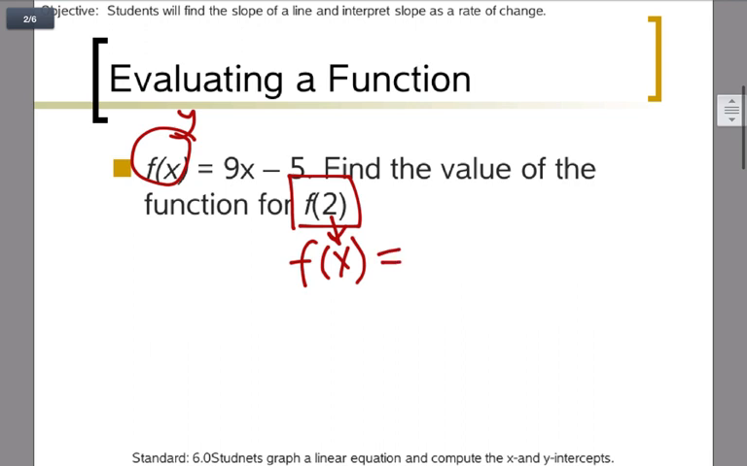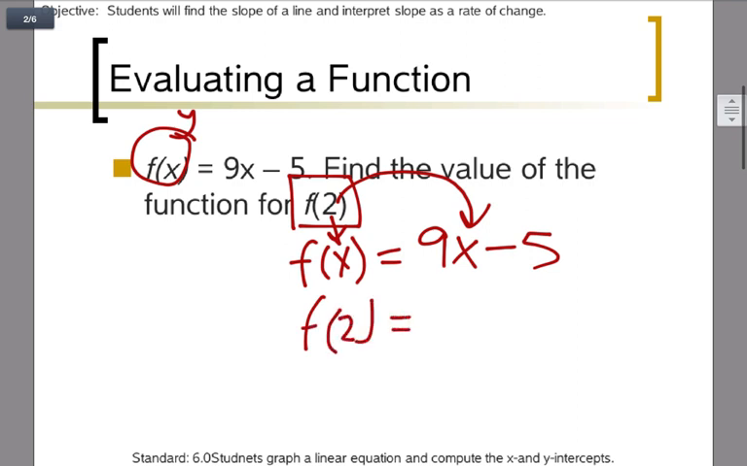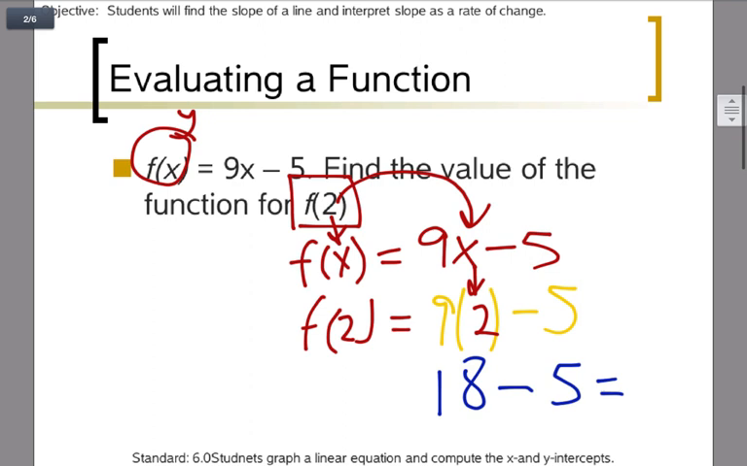So f of x equals 9x minus 5. You're going to put a 2 in for x. So f of 2 is equal to 9 times 2 minus 5. I replace the x with a 2, and all you have to do is just simplify. So 9 times 2 is 18, minus 5, equals 13.